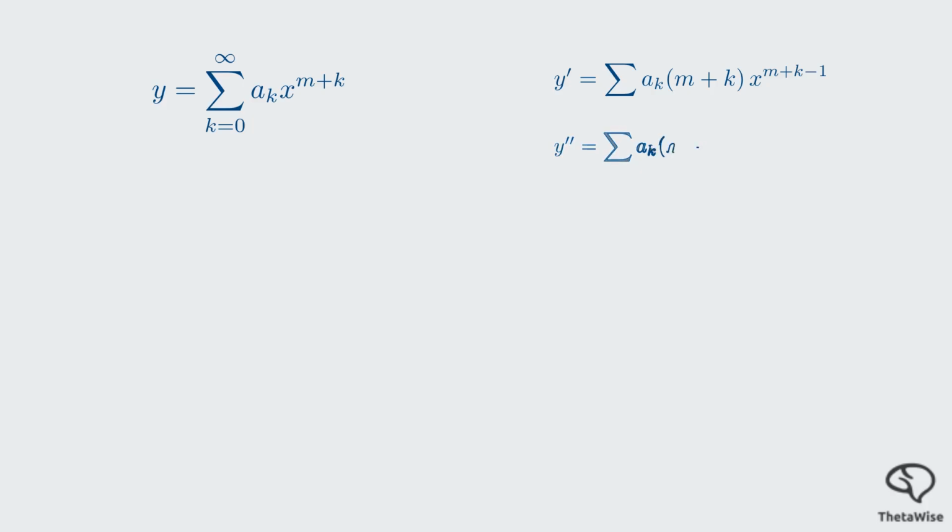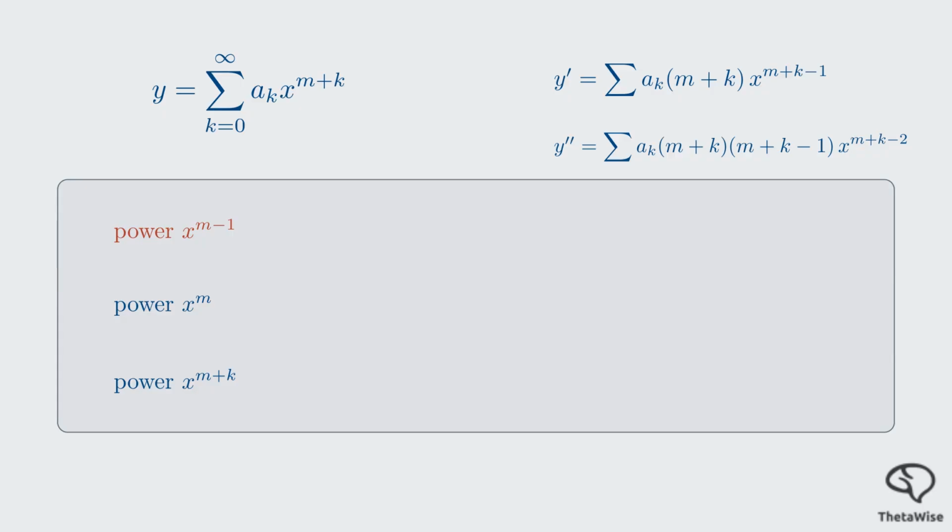Instead, assume y equals the sum from k equals 0 to infinity of a sub k x to the power m plus k. Differentiating gives y prime equal to the sum of a sub k times m plus k times x to the power m plus k minus 1, and y double prime equal to the sum of a sub k times m plus k times m plus k minus 1 times x to the power m plus k minus 2. After substitution and collection, the lowest power is x to the power m minus 1.